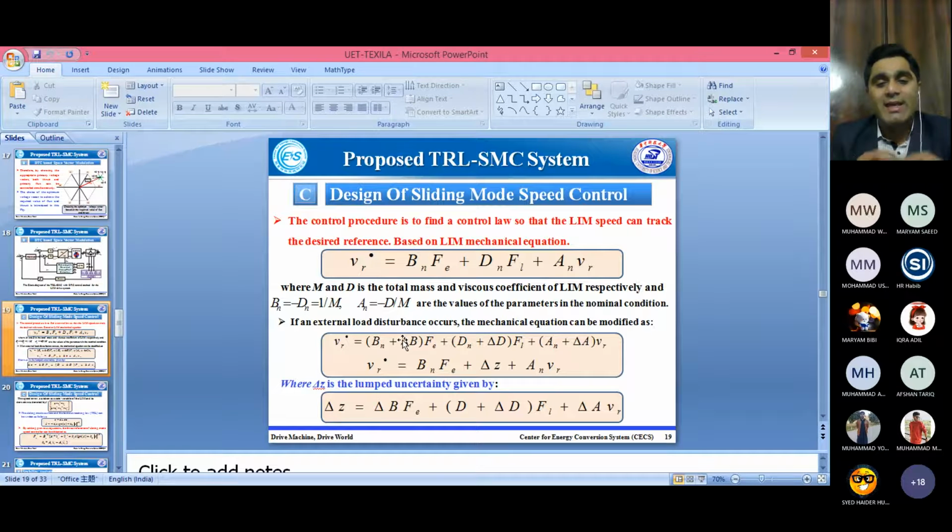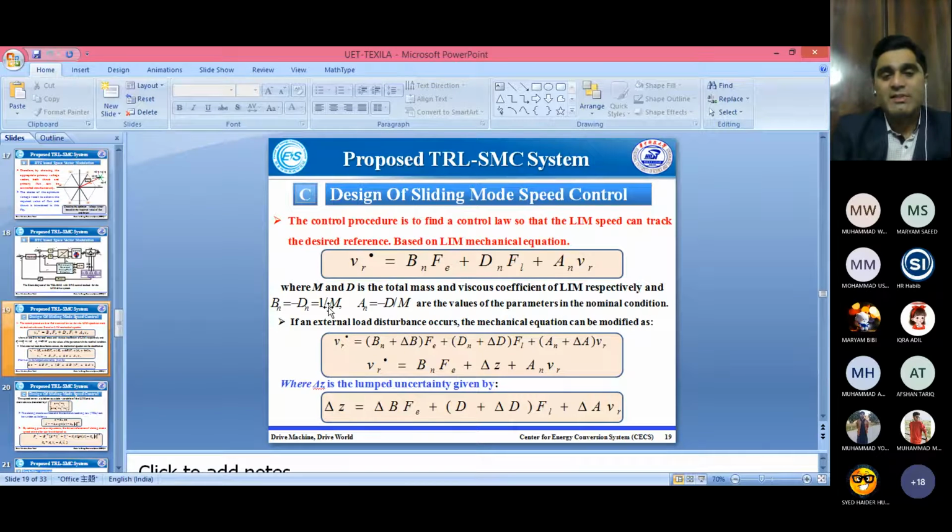Now we want to make the error equal to 0. So how do we make the error equal to 0? It cannot be exactly 0, but we try to minimize it because we want very strong control. So we have to design the sliding mode surface over there: one equation for the sliding mode surface, one equation for the control law.